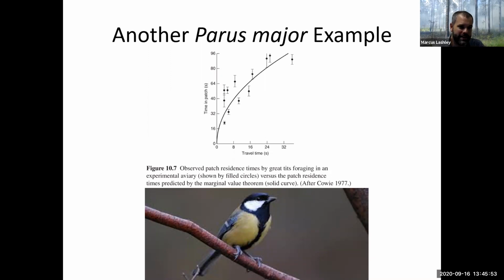get off. And exactly what we should have expected is that the time in the patch sort of has this relationship with how long it takes them to get to the next patch. So those are definitely interacting to affect the choice to stay or move from the patch. Okay, so time in patch just means how long did it stay there based on how much does it cost the animal to move on to the next one.